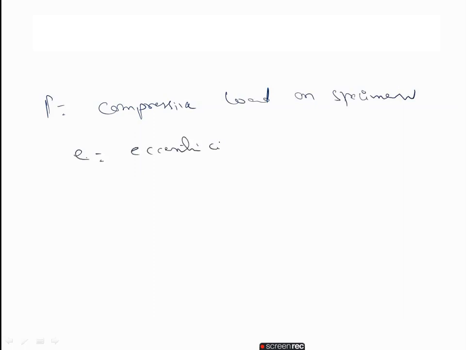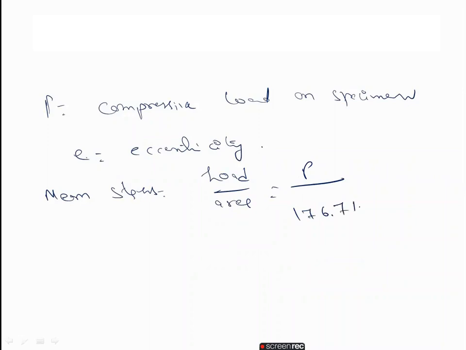Okay, now let us take P as the compressive load on the specimen. E is the eccentricity. Now we have to calculate the mean stress. Mean stress is nothing but load by area. So load we know, that is P. Area is what we just calculated, 176.714. This is in Newton per mm square. We know already the moment formula. The moment is nothing but M equal to P into E.